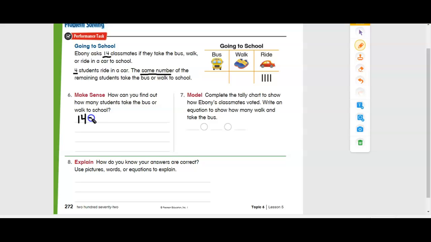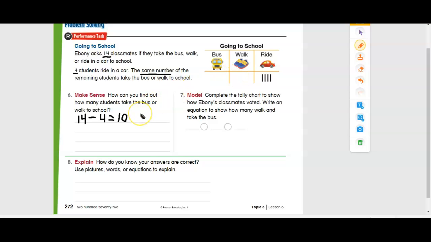And we are going to subtract the number of students that we know ride in a car. So we know that 4 of those 14 students ride in a car. What is 14 minus 4? 14 minus 4. That is 10. So we know that 10 students either ride the bus or walk.